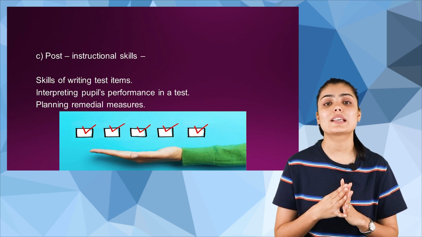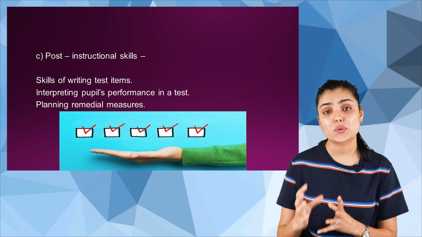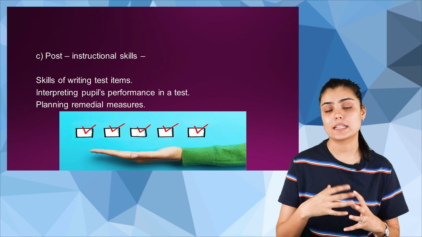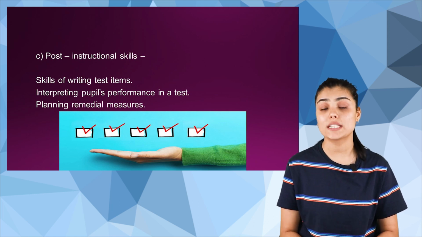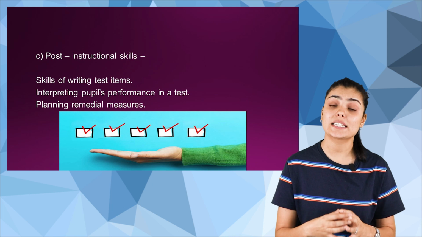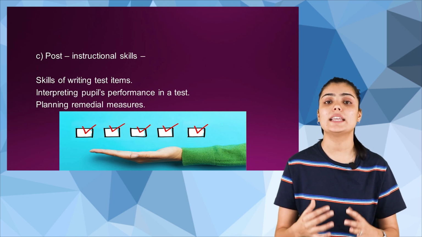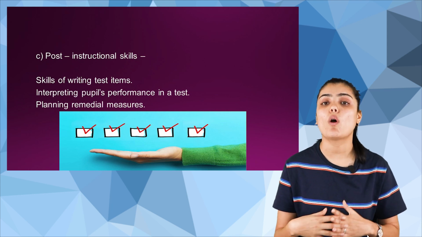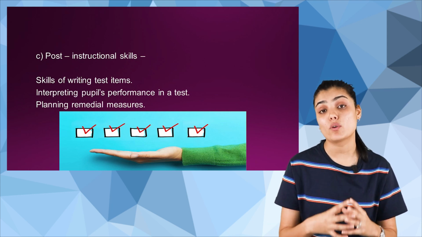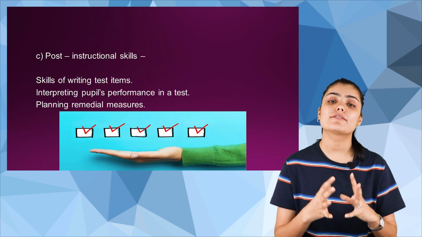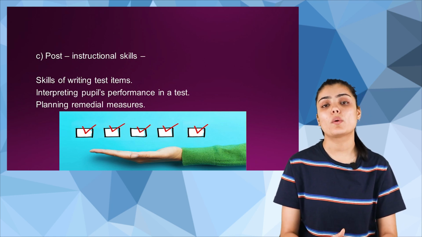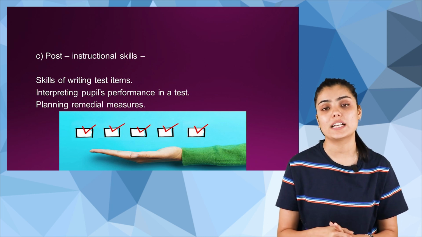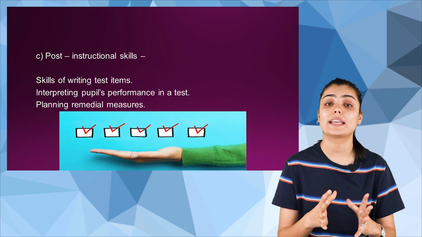In the post-instructional skills, the trainee must be able to develop skills of writing test items or giving test items to the students, interpretation of the test result of the students, and finally, after the test result is interpreted, if the students lack in any of the activities or have not acquired enough knowledge, after finding out the difficulties of the student, what can be done to make sure that the students overcome those difficulties must be found out by the teacher.